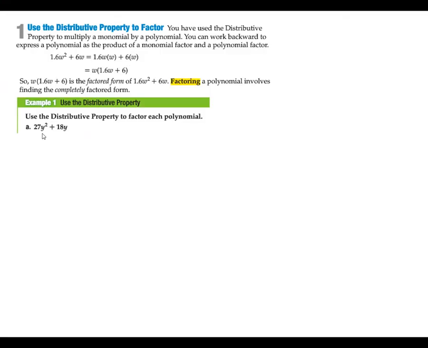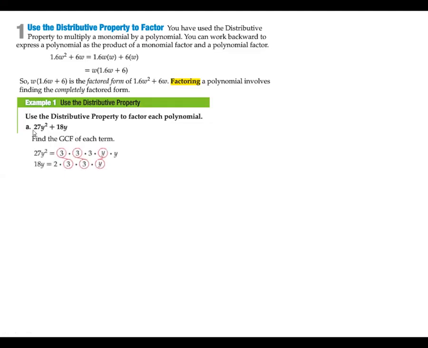Now if you notice this, they both have a factor of y, and 27 and 18 both have a factor of 3. But that would not be completely factored because the 27 and 18 have a bigger number than just 3 in them. Okay, you have to find what's called the GCF, the greatest common factor, and we did that way back at the beginning of the year. So we'll review it quickly here.